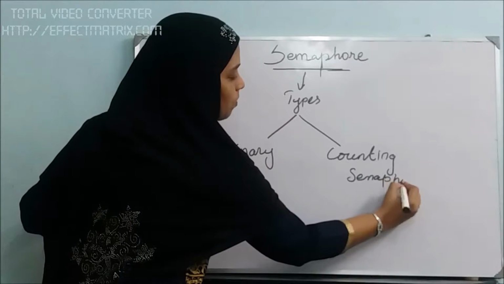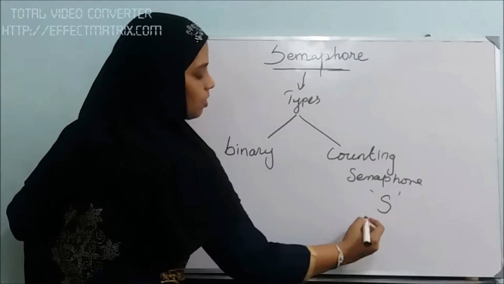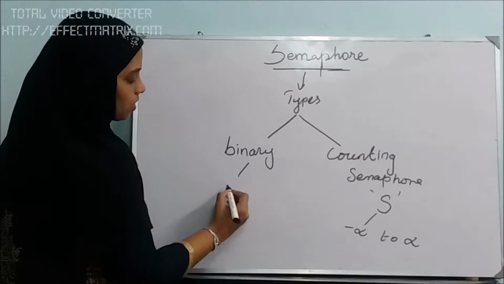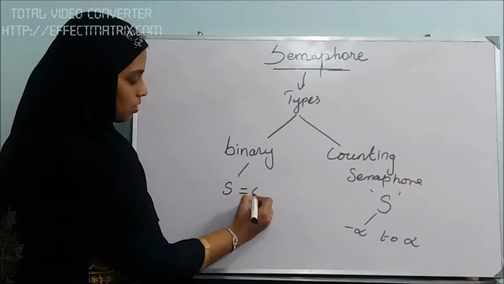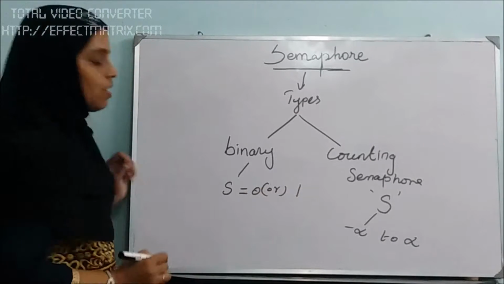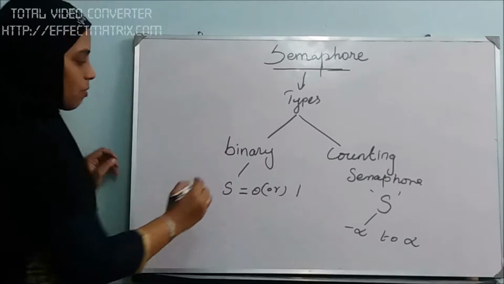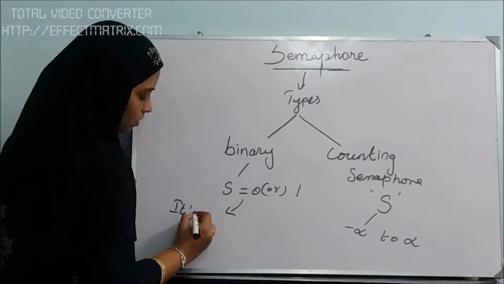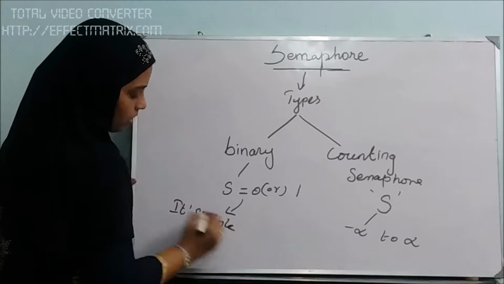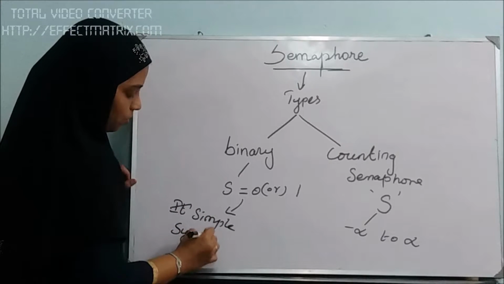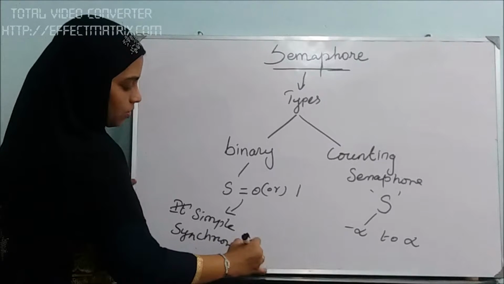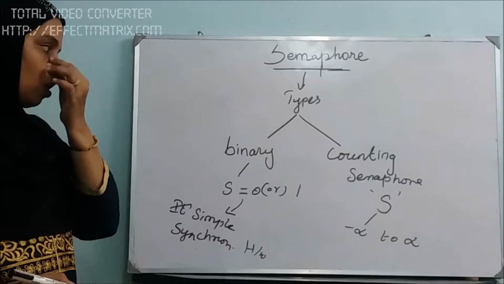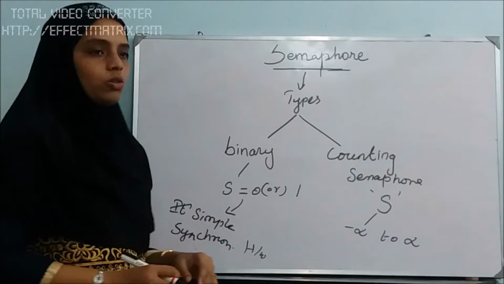So counting semaphore means the S value, an integer value, may range from minus infinity to plus infinity. But in a binary semaphore, the S value is categorized as either 0 or 1, because it's a binary variable. The binary semaphore uses the synchronization hardware. It's the simplest one, and at the same time we use the synchronization hardware for its execution. That means the synchronization hardware uses this binary semaphore variable concept for synchronizing the process.